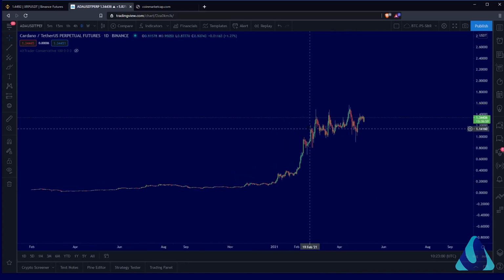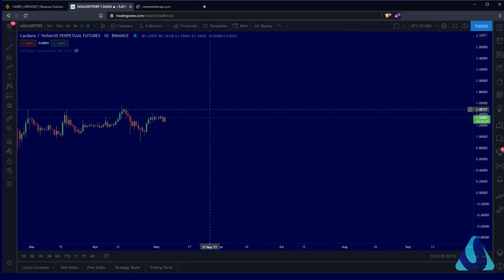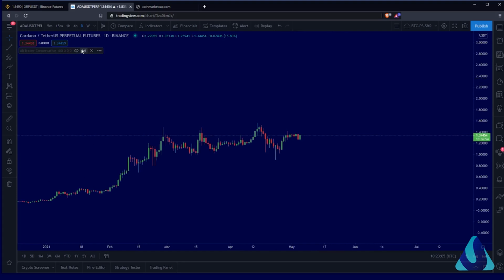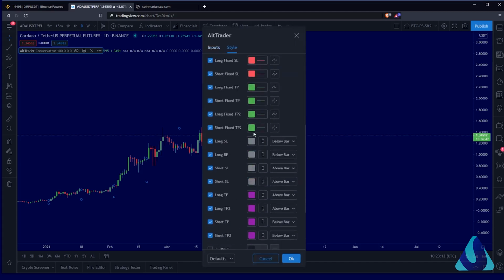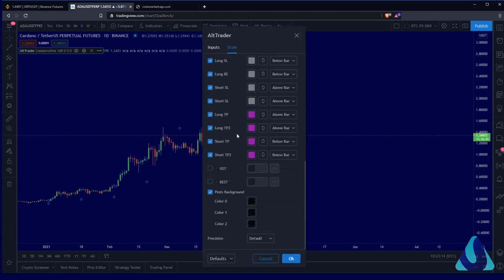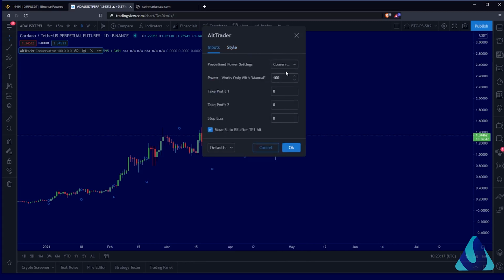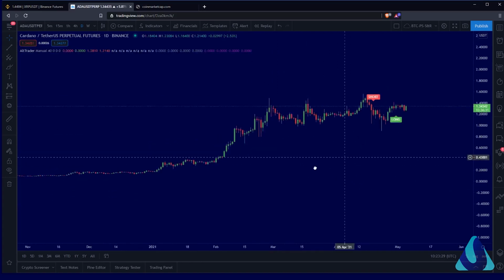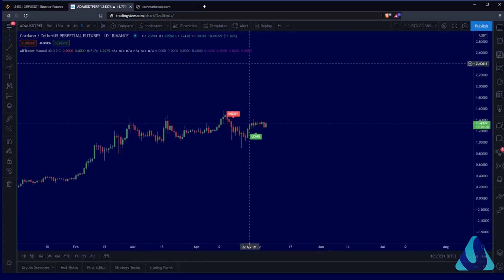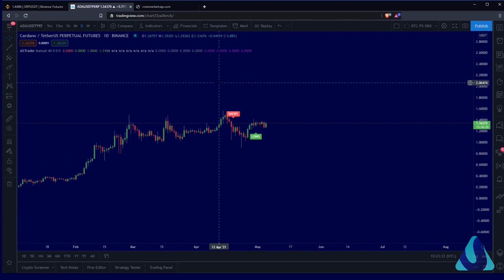Like I said, we have now an updated version of the AltTrader indicator. There are a lot more features. We'll probably do an updated version for showing you guys how to use it, how you can change the styles and take profits, and how the predefined power settings work. So safe, conservative, aggressive, manual. Click on manual. This will allow you to essentially change how aggressive you want to be. So click on that and you can see this changes automatically. So that is our trend line tutorial.